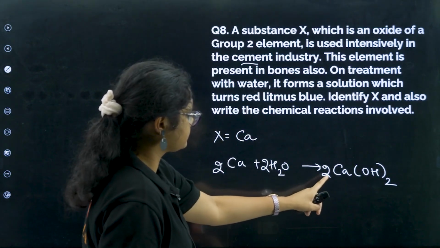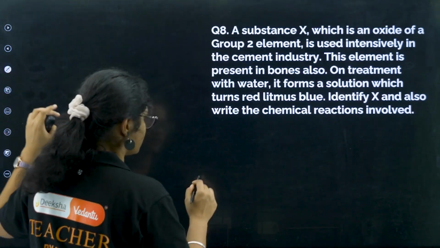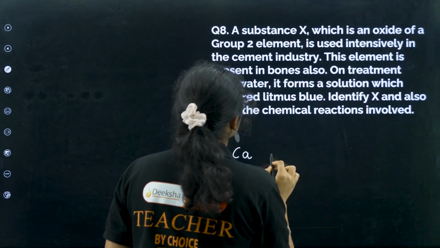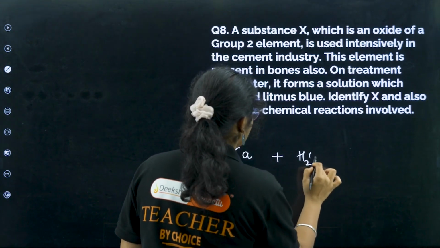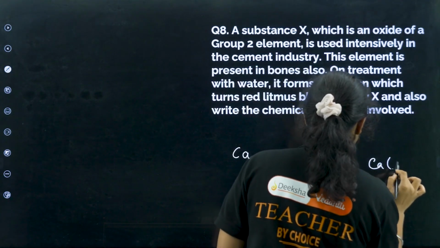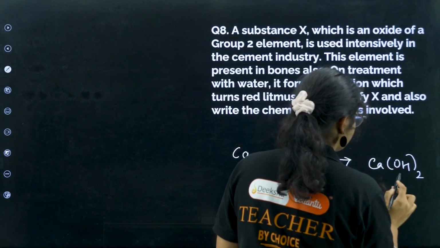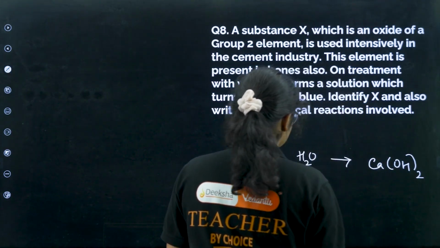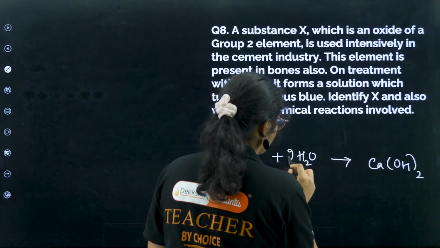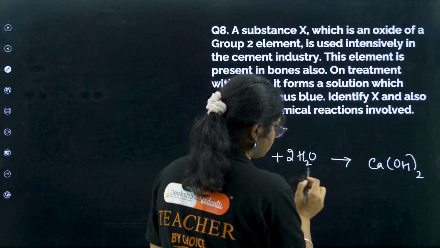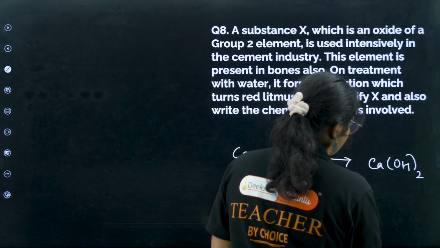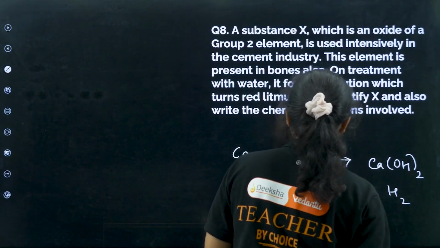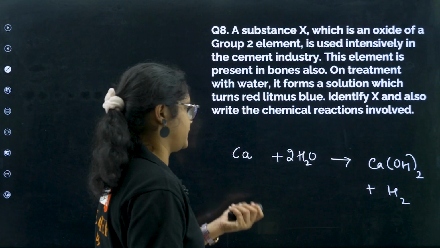So the reaction is not balanced, I think. Let me write it again. We have calcium plus water forms your calcium hydroxide. So we have here 2 oxygen and 2 hydrogen, right? If I write it like this, now it becomes 4 hydrogen. Apart from this, hydrogen gas is also produced, right? So now it is balanced, yes.